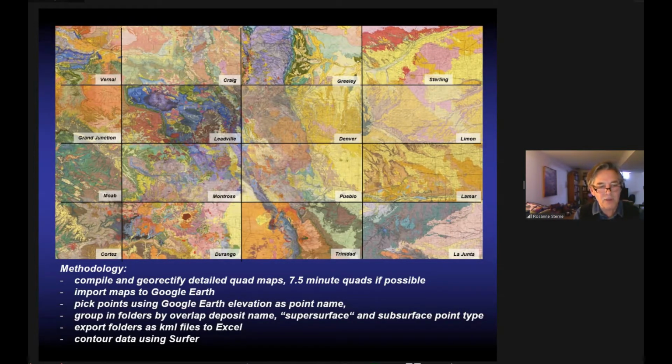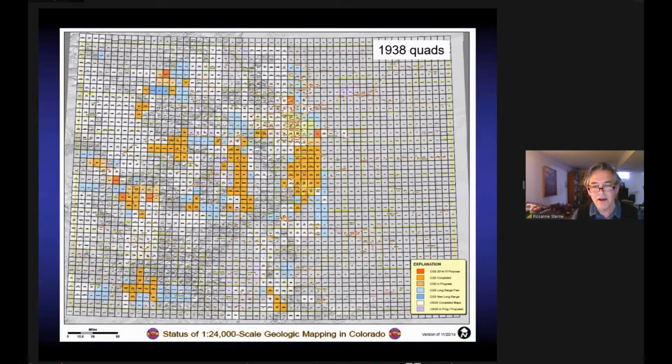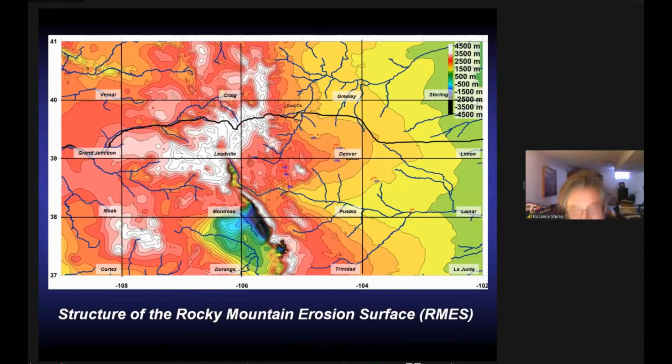I'll export those folders as KML files to Excel, and then I can rearrange stuff, pull out the datums, and contour the data using Surfer. And it becomes a pretty big task. Here's a CGS index of some of the 7.5-minute quad mapping that's been done. Well, there are 1,938 quads in Colorado. Not all of them have been mapped, but to georectify and collect and bring these into Google Earth, it takes a while. So here's my map of the Rocky Mountain Erosion Surface for Colorado.